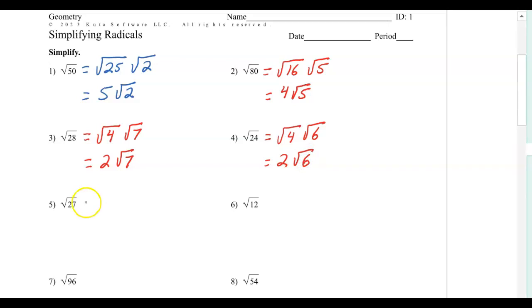For problem number 5, 27 could be written as square root of 9 times square root of 3. Square root of 9 is 3, so 3 square root of 3. For problem 6, 12 is 4 times 3, so I'm going to rewrite this as square root of 4 times square root of 3. Square root of 4 is 2, so 2 square root of 3.